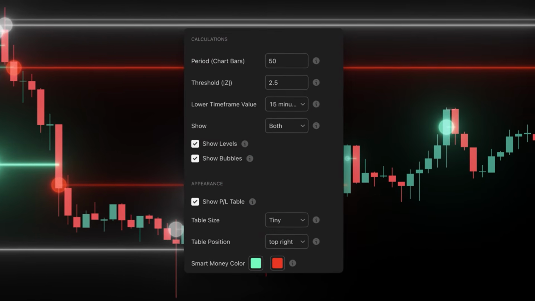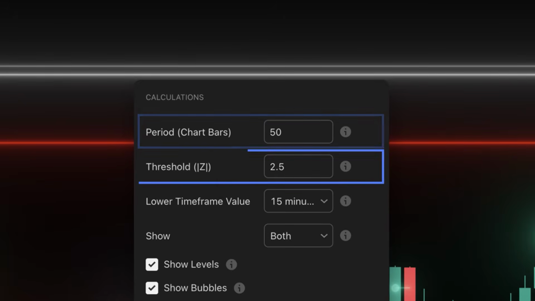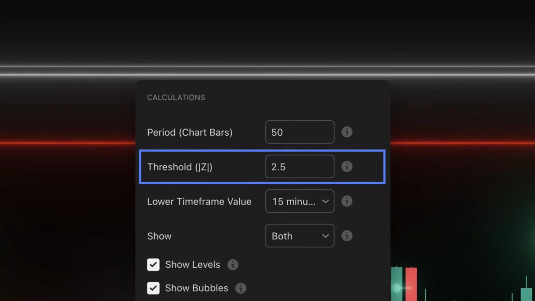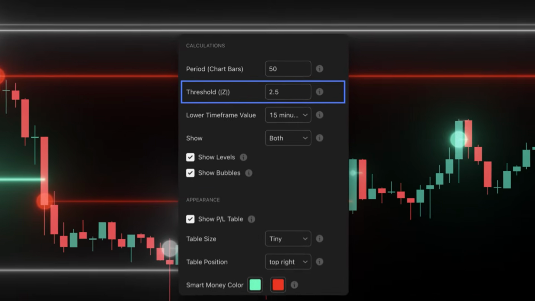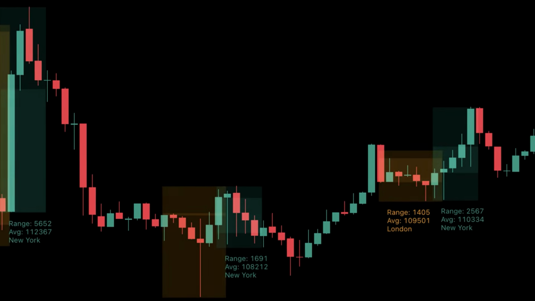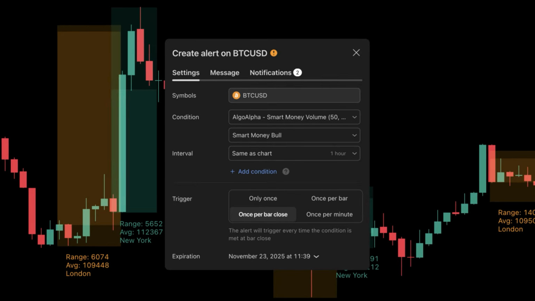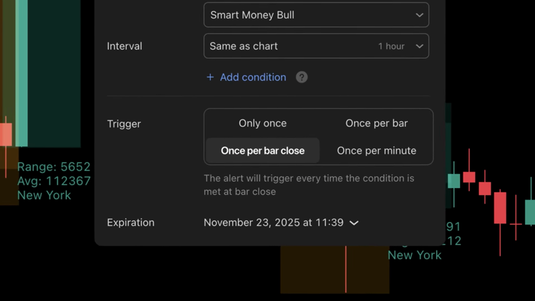Start with sensible defaults. Baseline lookback: 50 to 100 bars. Sensitivity, Z-score: 2.0 to 2.5. Effort-result at medium strictness, light smoothing. Optional session filter if you only trade the London or New York overlap. And alerts set to once per bar close to avoid early flicker.